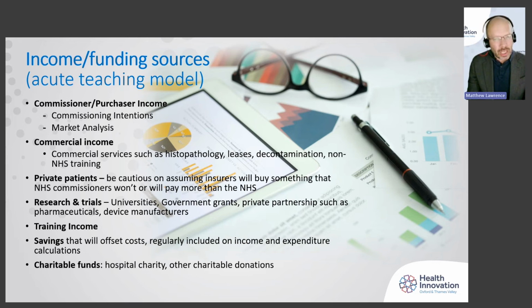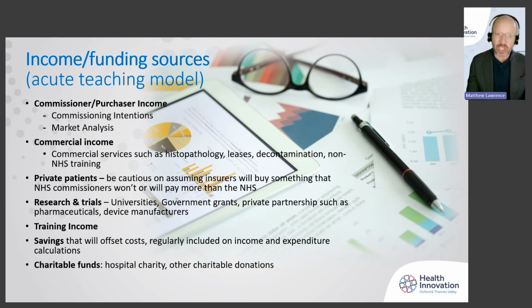So if for some reason the NHS isn't buying it, you have to check whether a private insurer would pay for that as well, because it might be something beyond that. There's research and trials, so universities, government grants, private partnerships with pharmaceuticals or device manufacturers. That might be a way to get what you want in. So rather than having the NHS pay for it directly, someone else could fund it once you get all the approvals in place. Training income, that's so if you're a teaching hospital, you get paid to train people, rightly so.